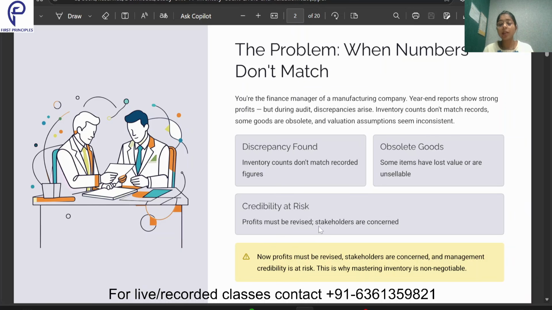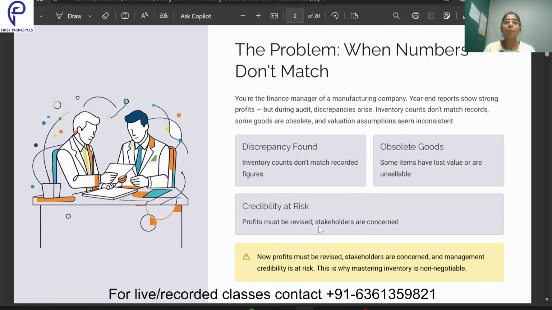Now coming back to our topic, what happened during the audit? When the auditors came and reconciled the inventory, they found that what is mentioned on my balance sheet is not matching what is there in my warehouse. Some items are mentioned on my books of accounts, on my balance sheet, but in reality those are not in saleable condition, or they have become obsolete, outdated. And because of this our profit will be revised, and even the stakeholders or shareholders will be concerned and will doubt our financial statements.